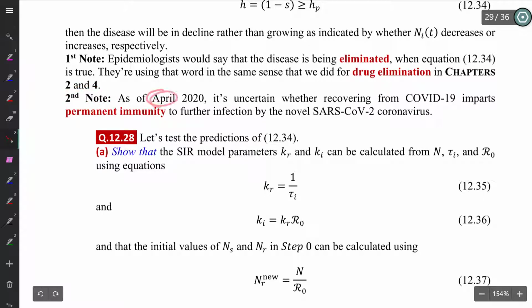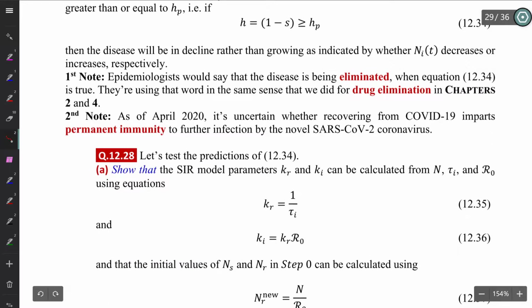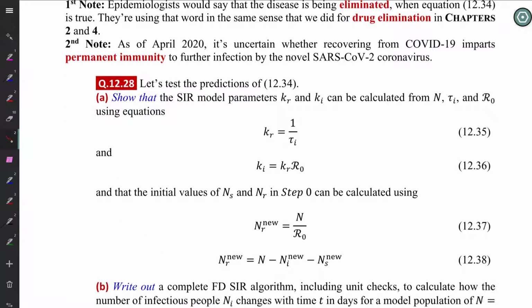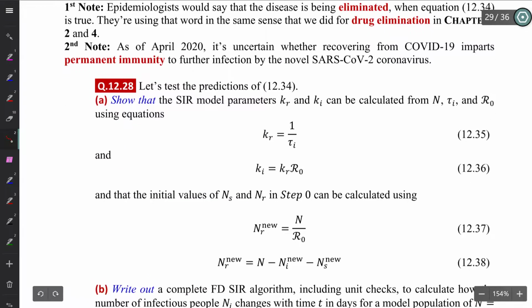Right now, April 2020, it's uncertain whether recovering from COVID-19 gives people permanent immunity. It would be really nice if that was true because, first of all, just from a modeling point of view, it'd be nice because it matches the model that we've got, but obviously it would also be good for people who've gone through the disease, which is pretty horrible, and be nice if they got something out of it, right, which would be immunity from ever getting it again.